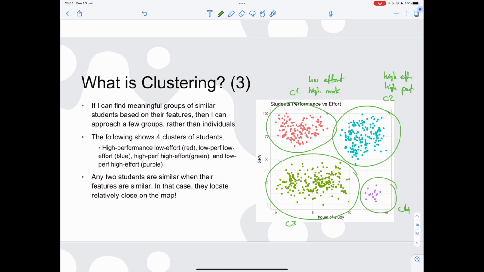What about the C3? C3 is more or less students of low to medium effort and low performance. So these are students that have not invested enough time on the module, less than 10 hours, let's say, and they got lower than 50 on the mark. What about C4? C4 are the students of high effort and low performance.